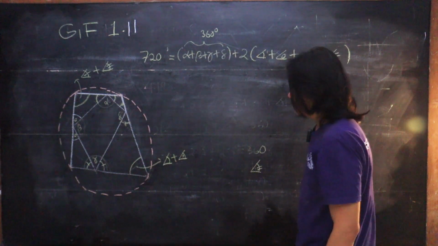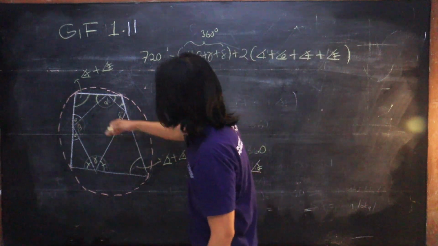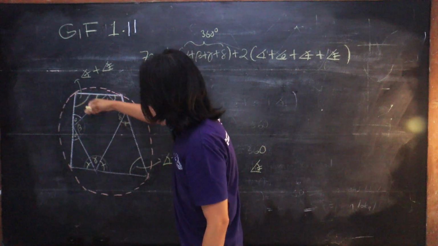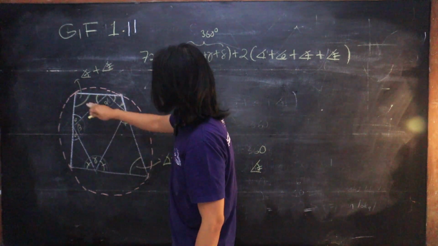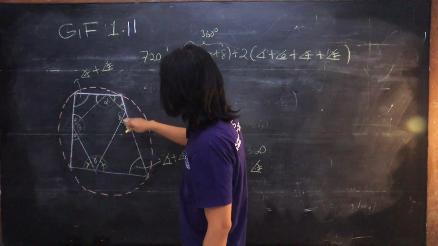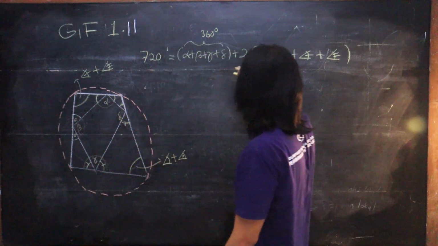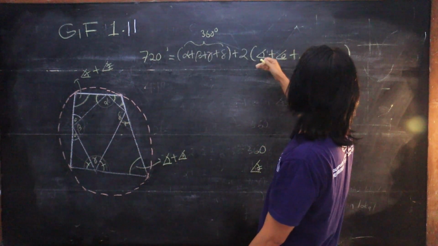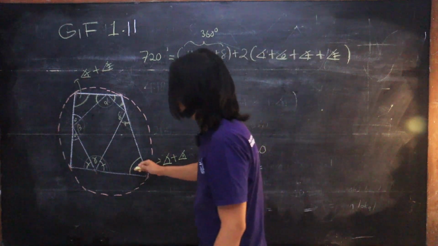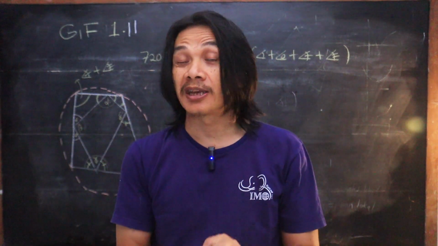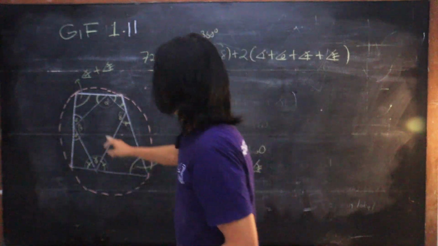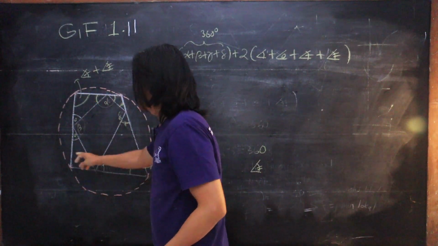Now if we look at the two opposite angles, the sum of these two opposite angles is exactly the sum of all the different angles involved here, right? Which we already knew is equal to 180 degrees. So since the sum of the opposite angles is 180 degrees, it is indeed a cyclic quadrilateral.